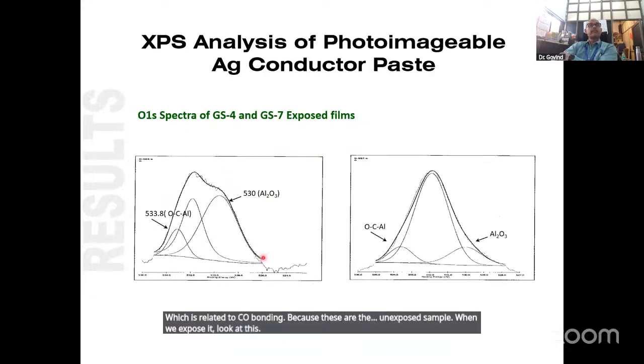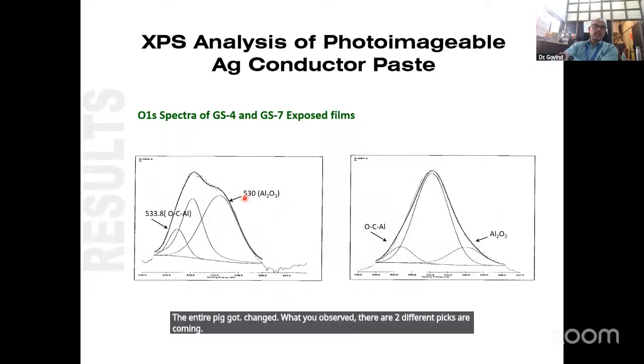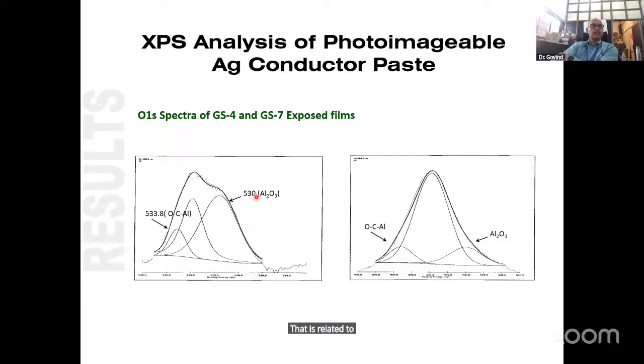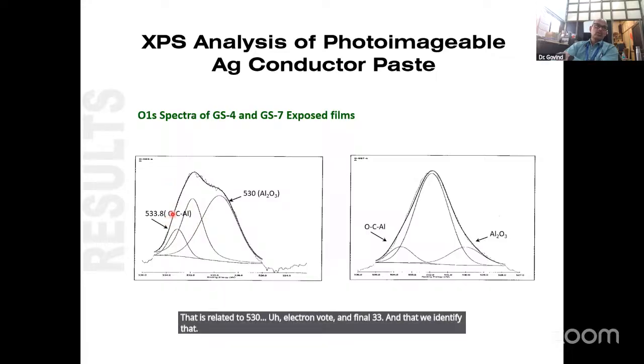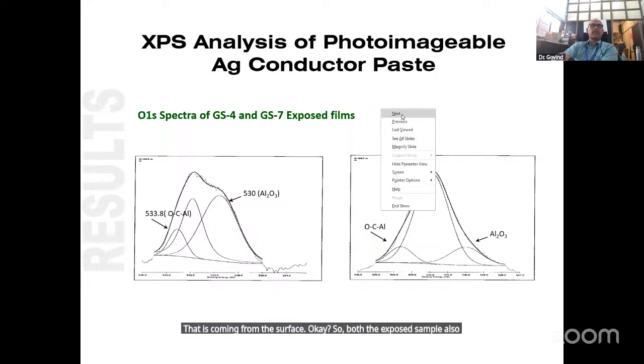When we expose it, look at this. The entire peak got changed. What we observe is that two different peaks are coming, related to 530 electron volt and 533. We identify those as oxygen related to carbon and aluminum, and here oxygen related to Al2O3, which is coming from the surface. Okay, so the exposed sample also shows similar behavior.